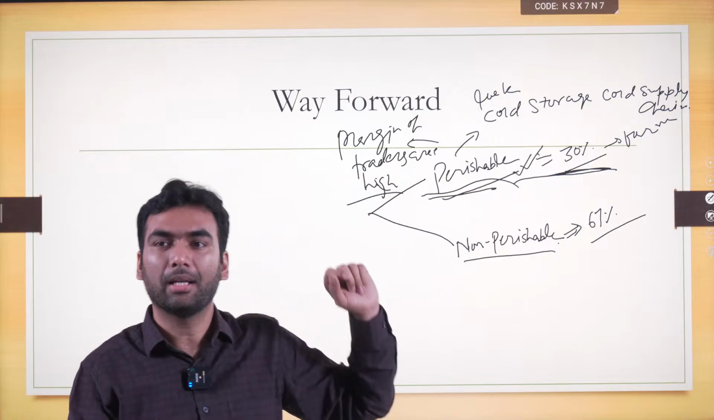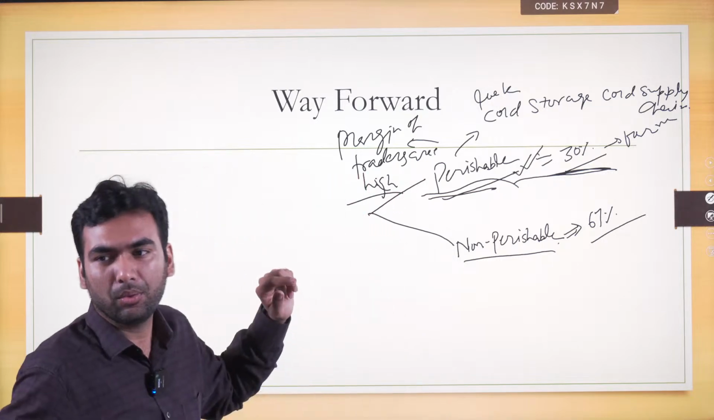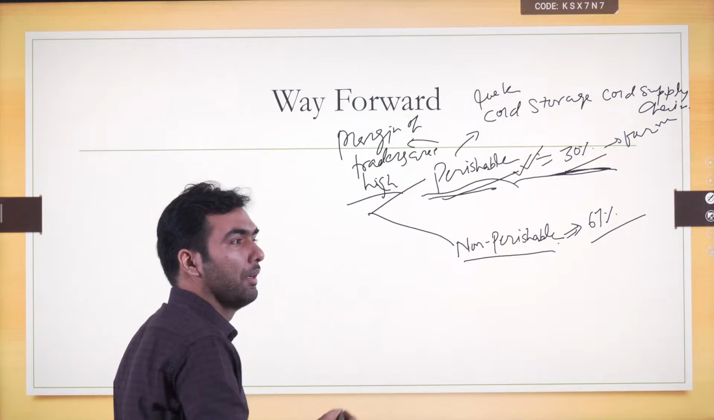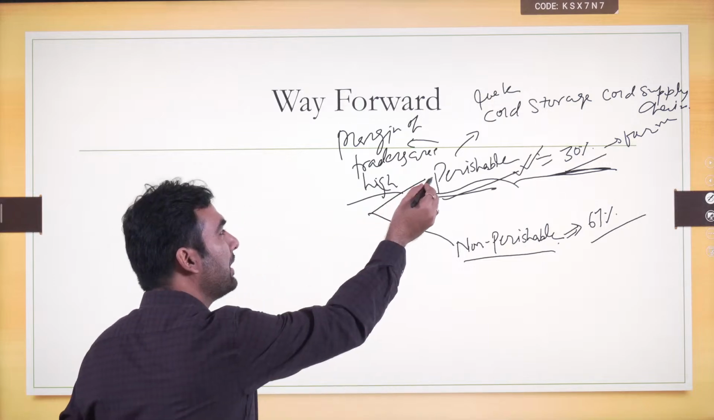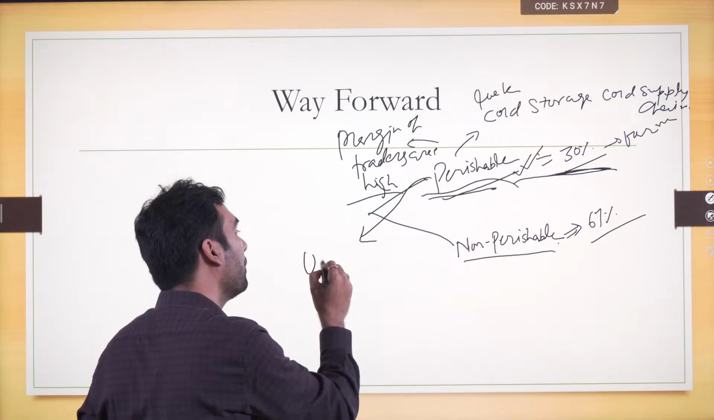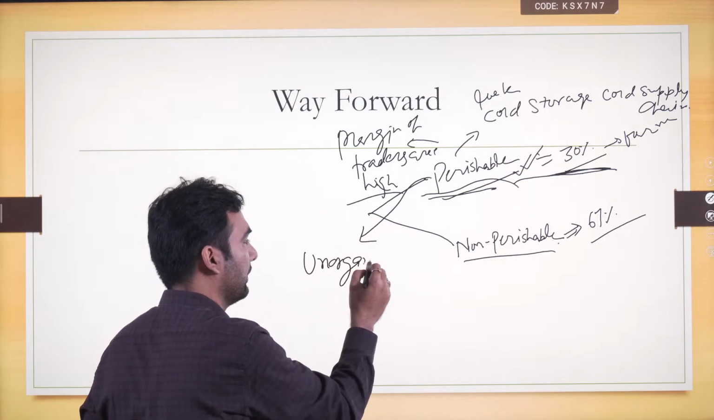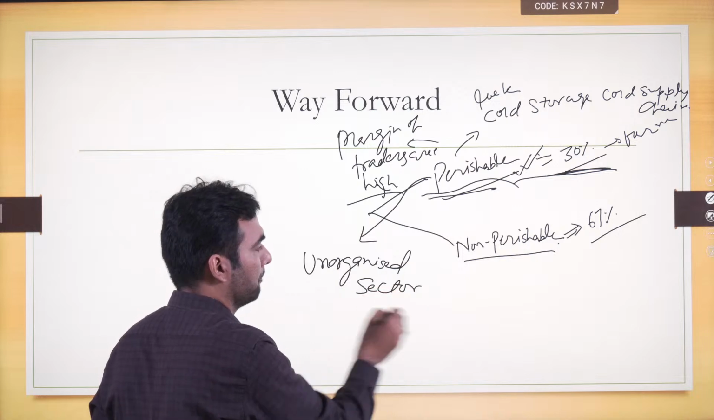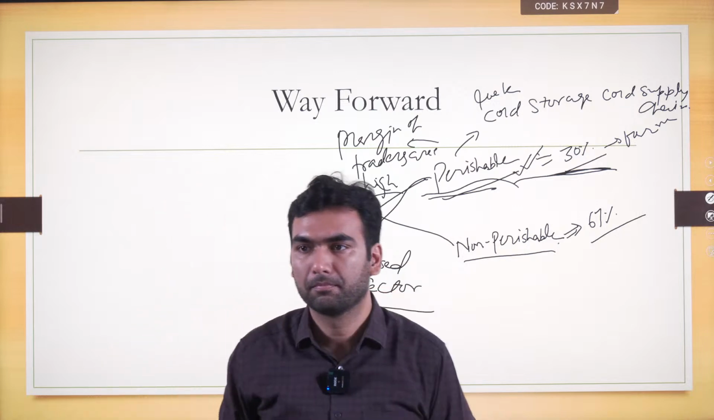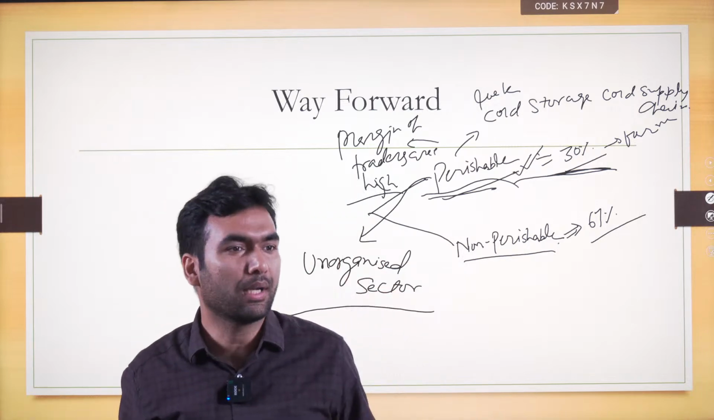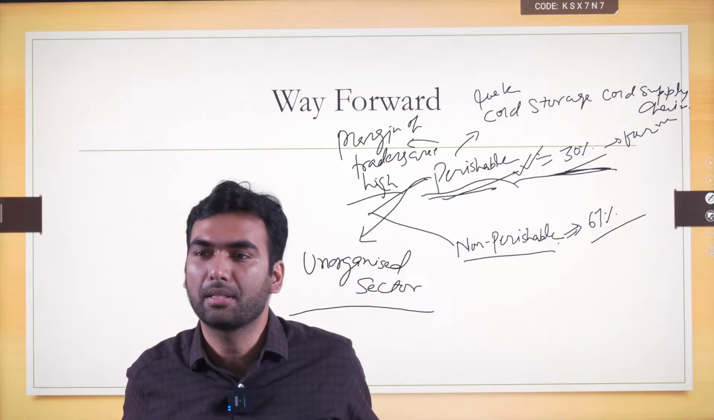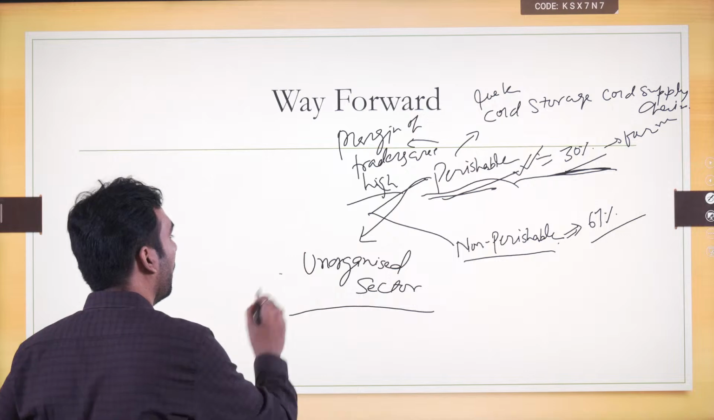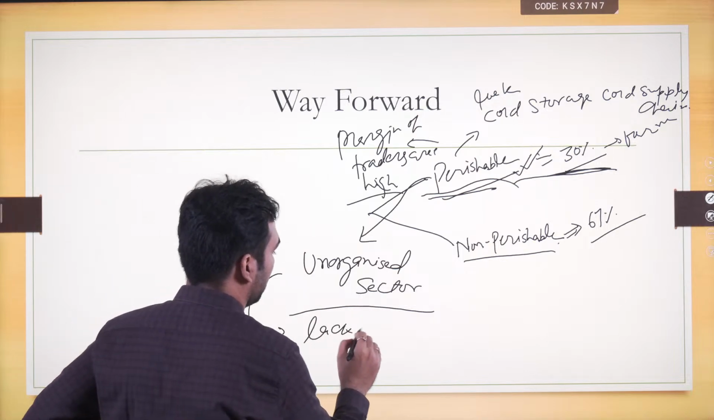Okay. Another reason is that the perishable products are sold mostly in the unorganized sector. These small street vendors are involved in sale and resale of perishable products. There is a lack of economies of scale.